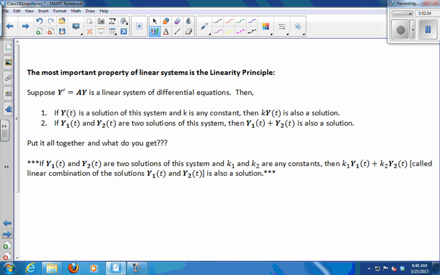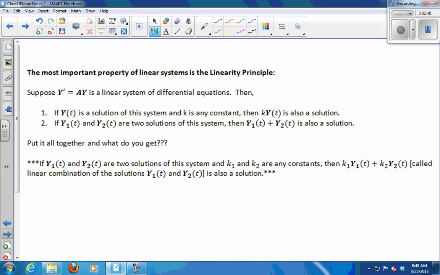So the most important property of a linear system is the linearity principle. So suppose we have a linear system of differential equations. If you have a solution to this system, and k is any constant, then k times the solution is also a solution. So if you know a solution, you can generate infinitely more solutions just by multiplying by a constant. And if you happen to know 2 solutions, you can add them together and get another solution.